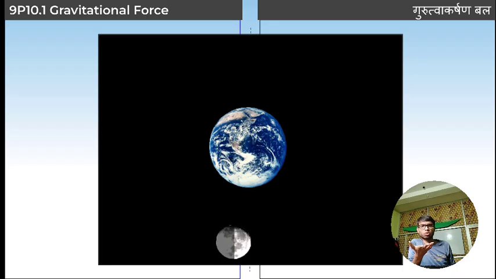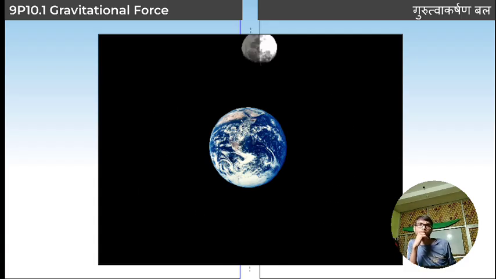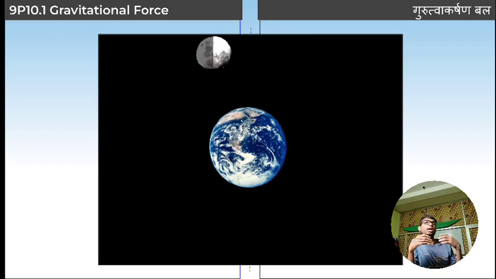Look at here. This moon is rotating around the earth. It is moving. But where is the force? Nothing is forcing this moon. Nothing is applying force on this ball, then how is it able to move? The answer would be: an invisible force is applying force on this. There are some visible forces and invisible forces.